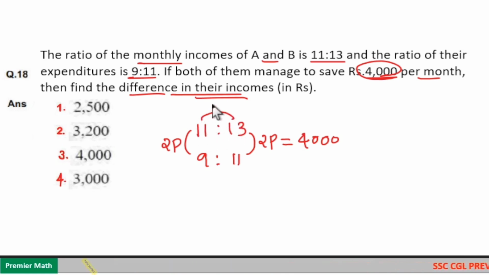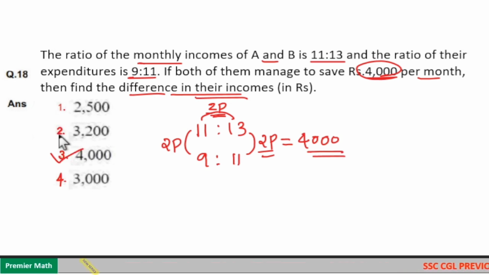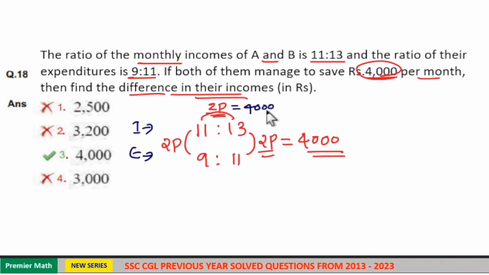Difference between their income is 13 minus 11, which is 2 part. Now you can see here the difference is the same, that is 2 part, which is 4,000. So option 3 is your answer. This is income and this is expenditure ratio, and 2 part is equal to 4,000 as well.